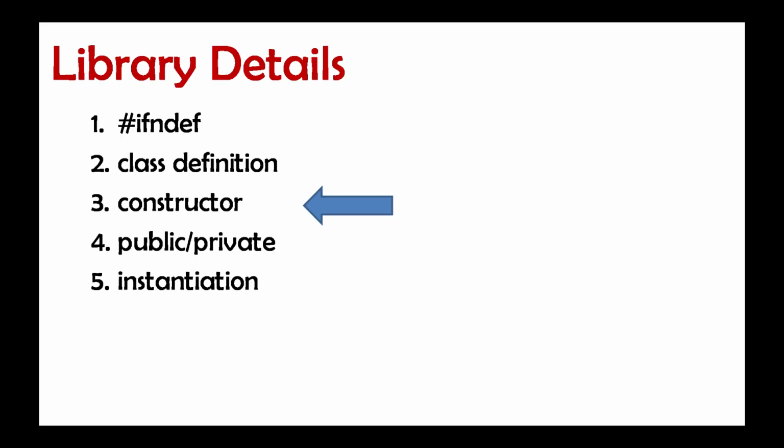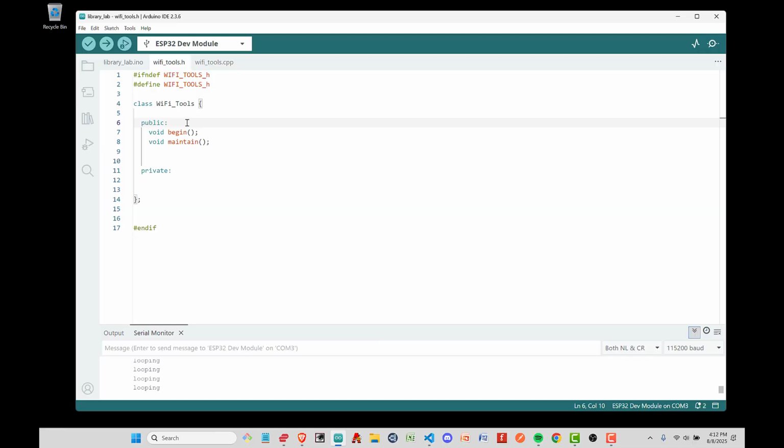The next thing I want to talk about is the constructor. The constructor is an optional function that you run when you need something to happen when you instantiate a class. So when I create my WiFiTools variable, do I want it to just exist or do I want some things to happen?